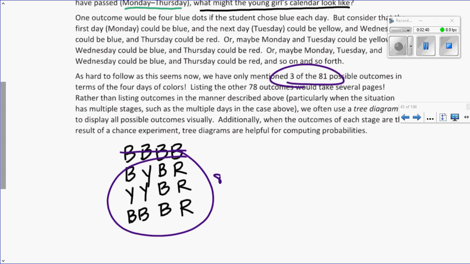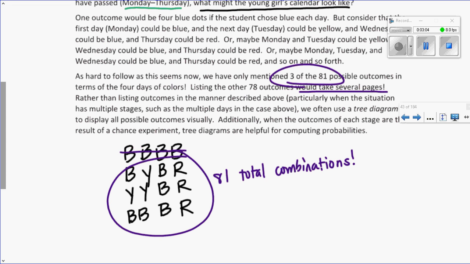So there's 81 total combinations. Are we going to list out 81? No, because this video would be a lot longer and it wouldn't really be productive. That would take several pages. Rather than listing outcomes in the manner described above, particularly when the situation has multiple stages, such as multiple days, we often use a tree diagram.